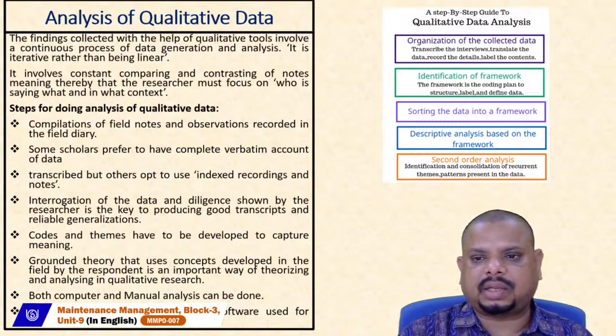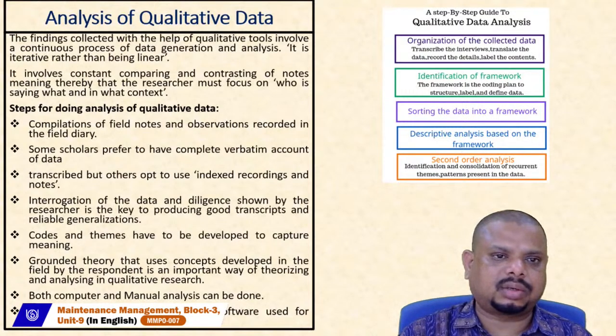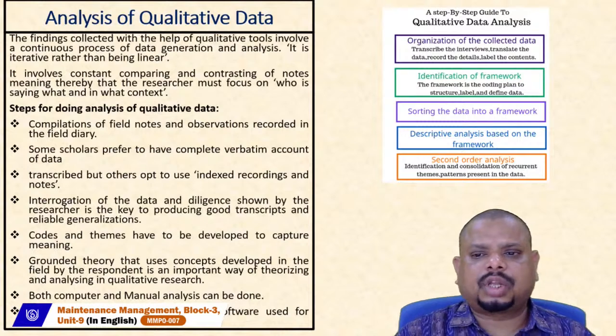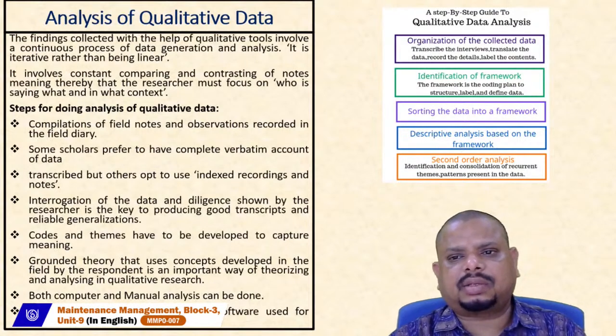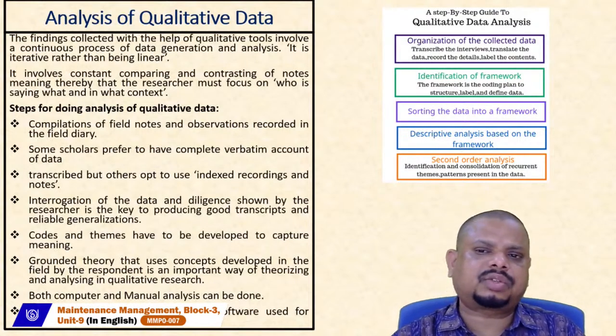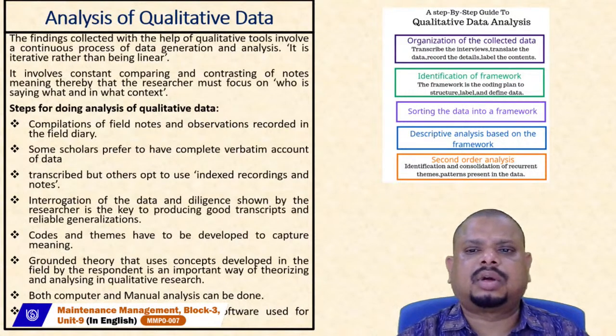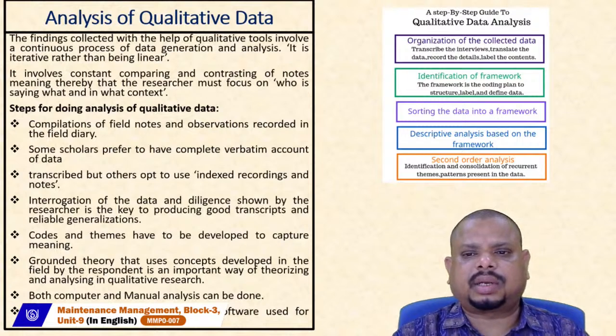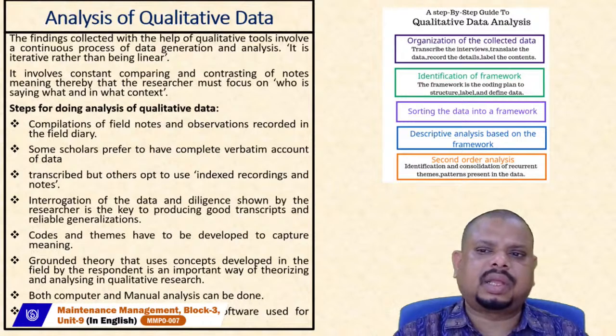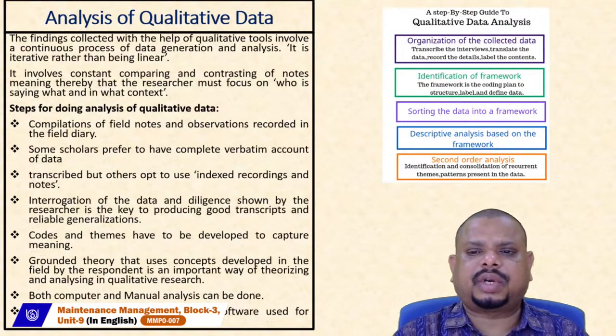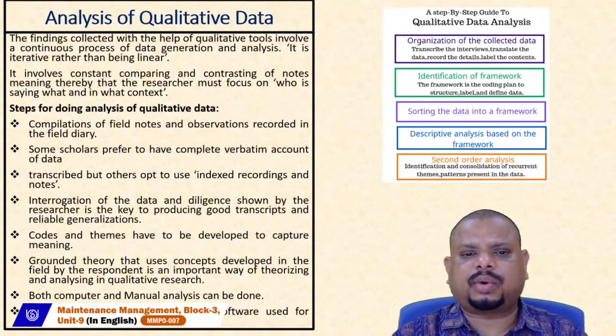So Atlas.ti is the software which is basically used for qualitative data analysis. Moving to the next one: summarization of data step by step with reference to qualitative data analysis. The first step is organization of the collected data. They transcribe the interviews, translate the data, record the details, then label the different contents. This is step number one.